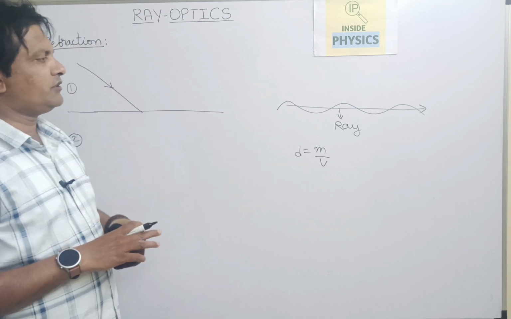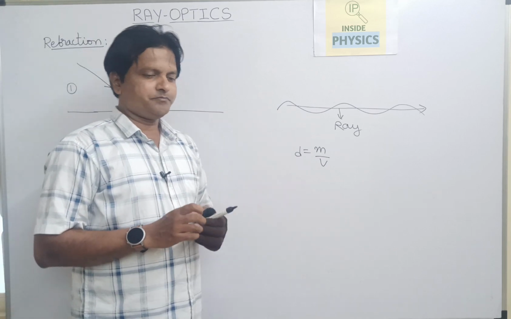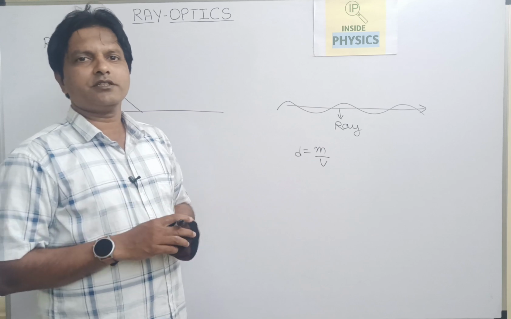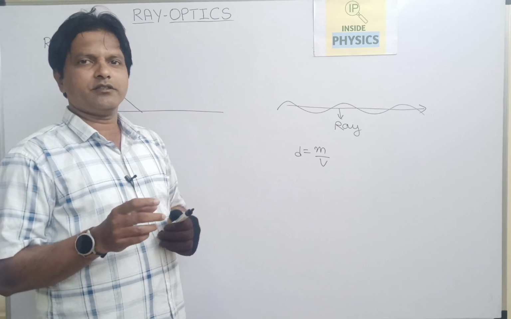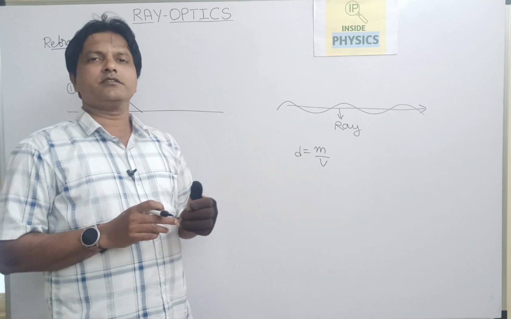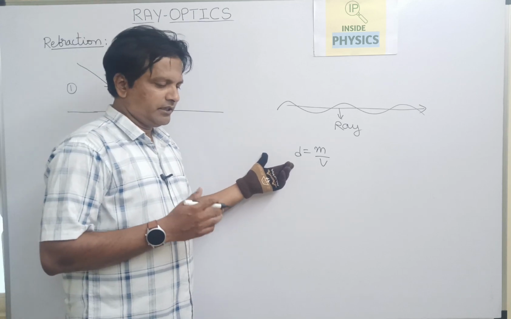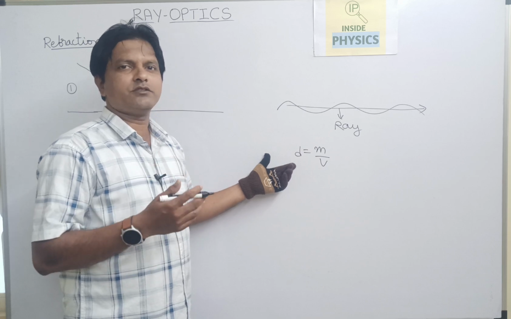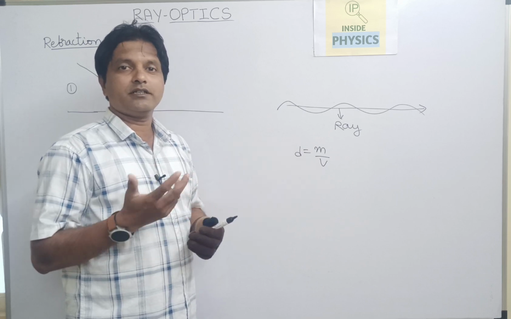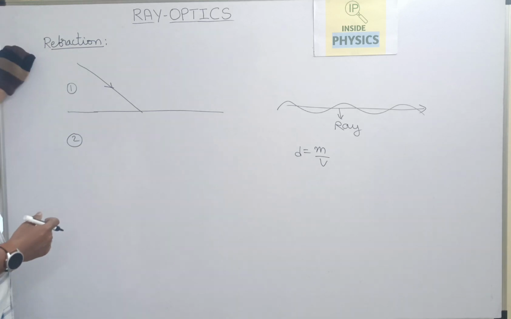For example, take turpentine and water. The mass density of turpentine is less than that of water, but the optical density of turpentine is more than that of water. So there may be objects of low mass density whose optical density is high. Here also, we will see an example and find out what the laws of refraction are.